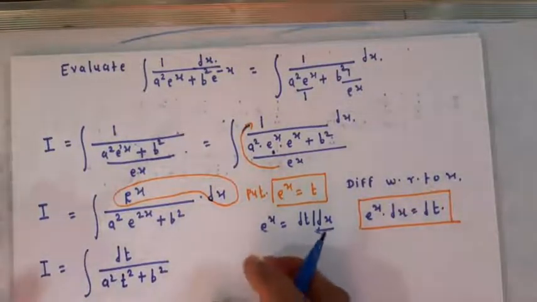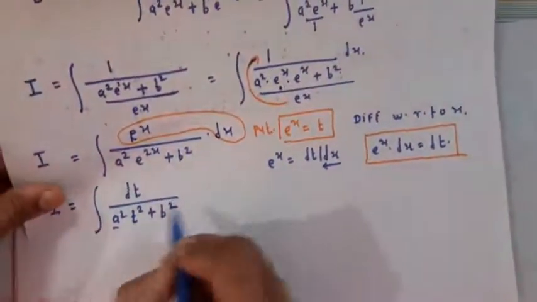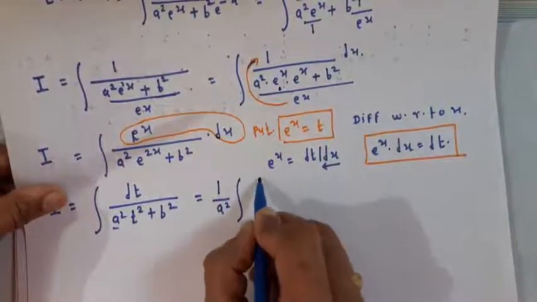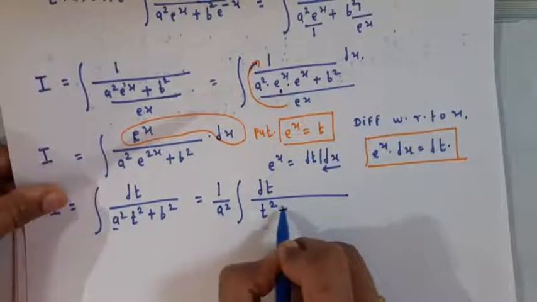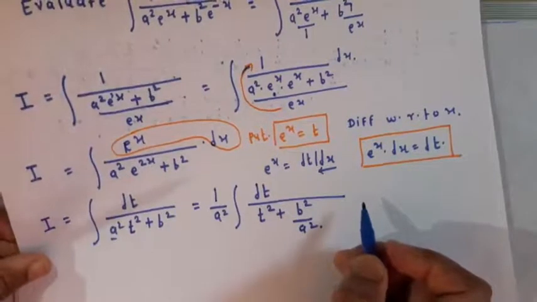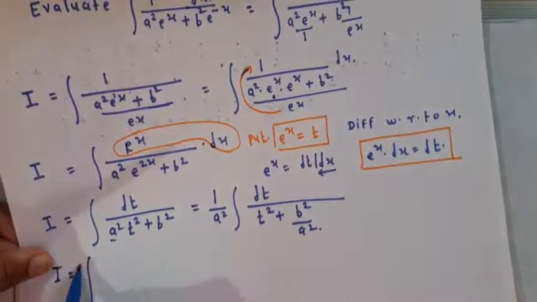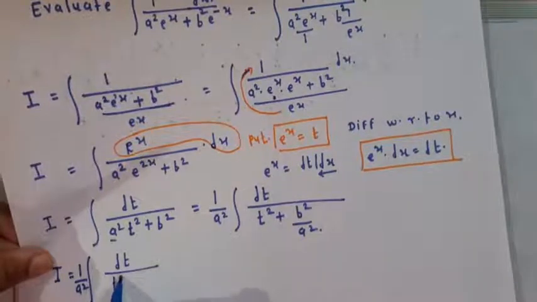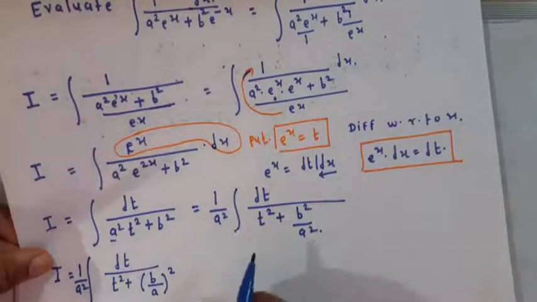Okay students, now we can common out a square here, 1 upon a square. We can write this as 1 upon a square, integration with respect to t, a square upon a square, that is t square plus b square upon a square. Now the integration I equals integration of 1 upon a square dt upon t square plus b upon a whole square, with respect to t.